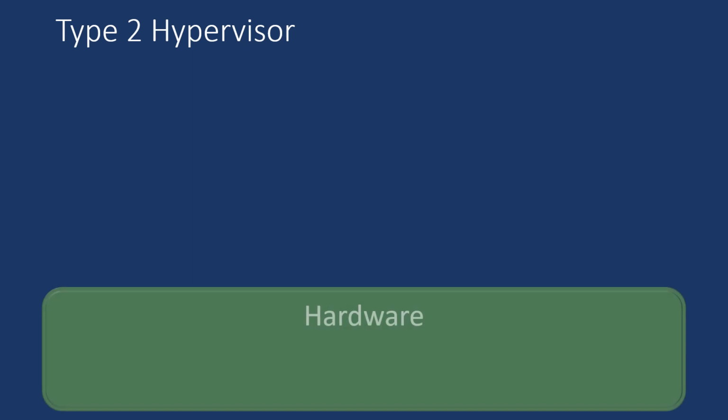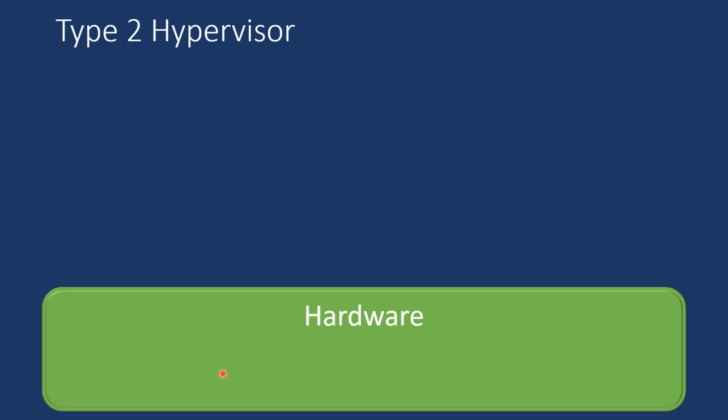Now let us talk about the hypervisor, which is the piece of software that enables us to create and manage these virtual machines. We have two types: type 1 and type 2. I will start with type 2, as you can see here, because it's easy to understand. Then I will show the type 1 hypervisor.